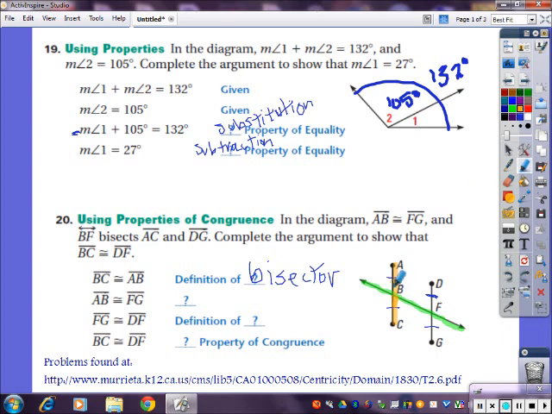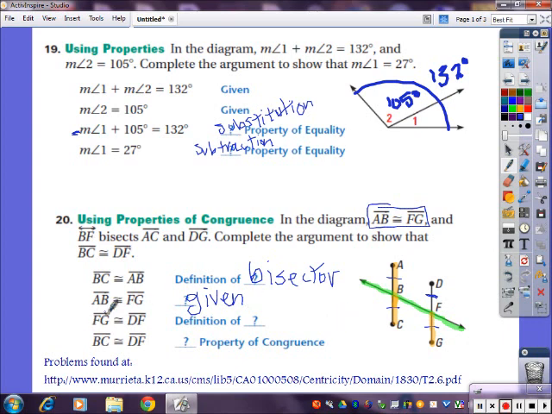Well, I already marked those congruent. AB is congruent to FG. Why did I mark those congruent? Well, if I go back to what I already read, I see that same statement up here. So since that's part of the given information, my reason for writing it here would be given.